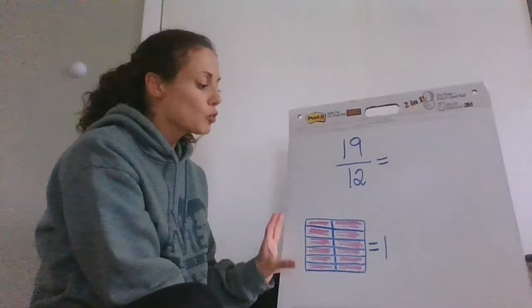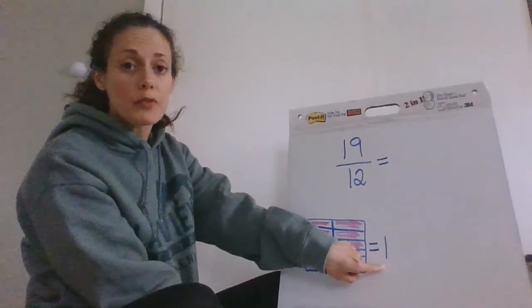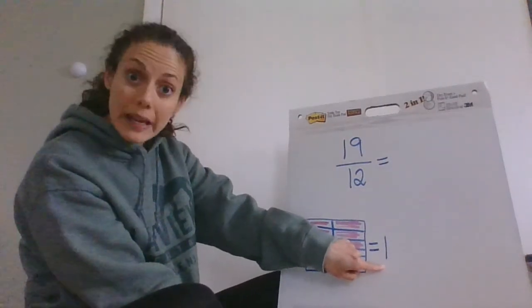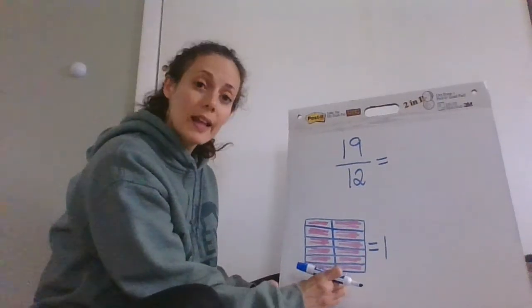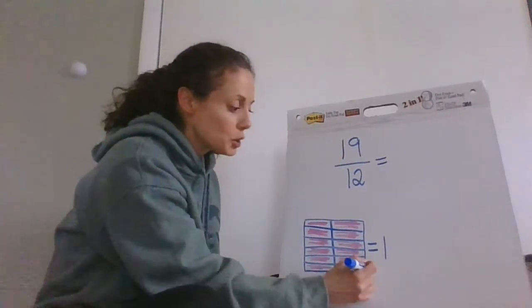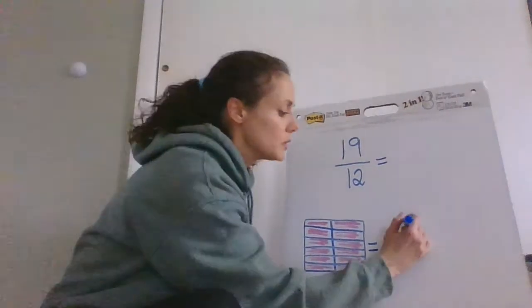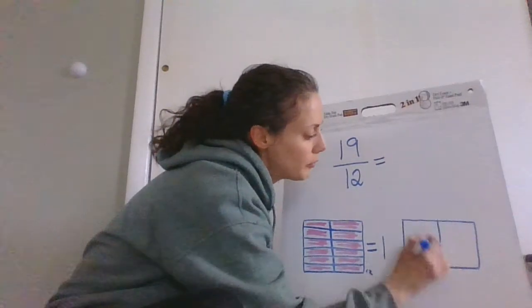But I need to keep drawing until I get up to 19 to find out if I stop at 1 or if the whole number would be 2 or 3 or so on. So I'm going to draw another diagram that looks just like this one, until I get up to 19. So far I'm at 12. Okay, here we go. Here's the next one. I'm cutting it in half.